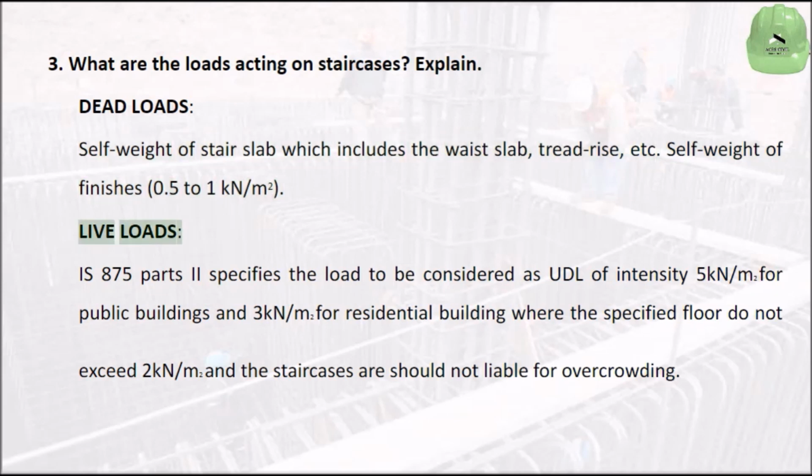Live loads: IS 875 Part 2 specifies the load to be considered as UDL of intensity 5 kN/m2 for public buildings and 3 kN/m2 for residential buildings where the specified floor loads do not exceed 2 kN/m2, and the staircases are not liable to overcrowding.